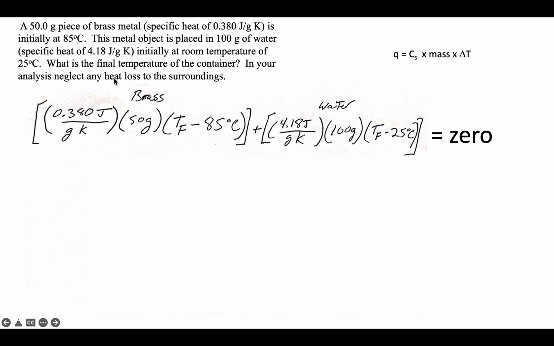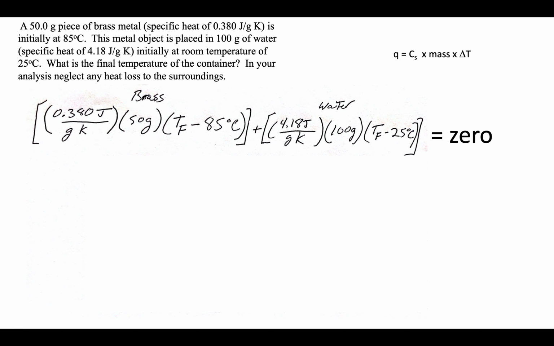What would be the final temperature of the container? So I know what's going to happen. They're all together in the same container. The hot metal object's going to cool down, and the water, which is at the lower temperature, is going to warm up. So it's going to meet somewhere in between those two values. It's going to be somewhere between the 85 degrees C and the 25 degrees C.